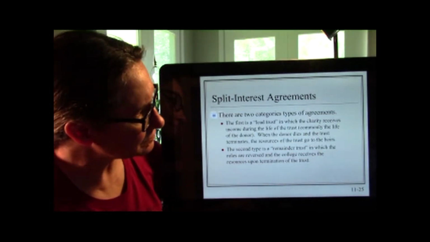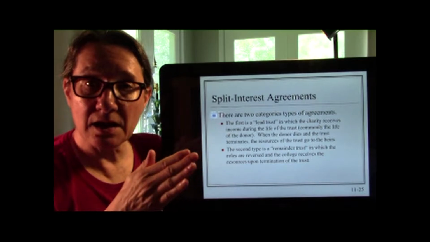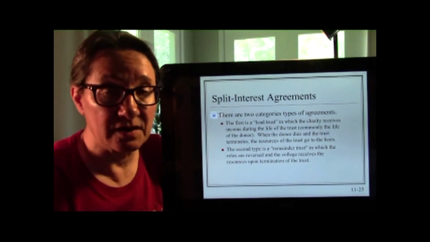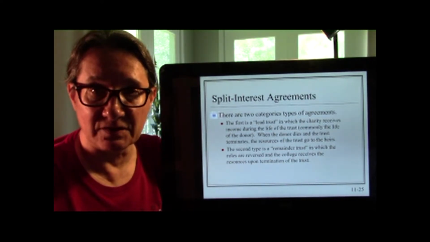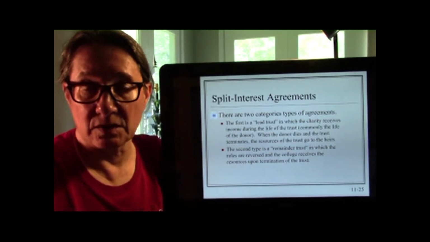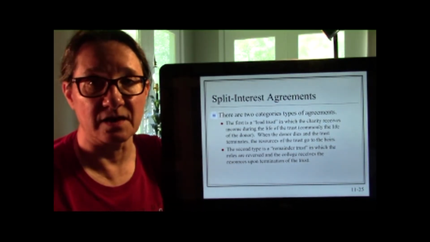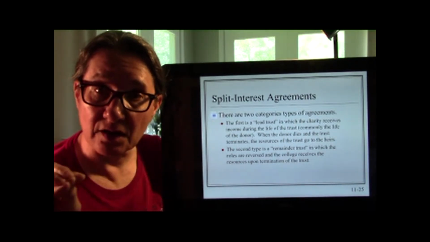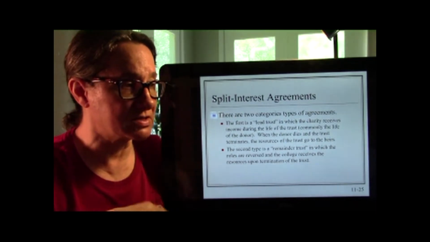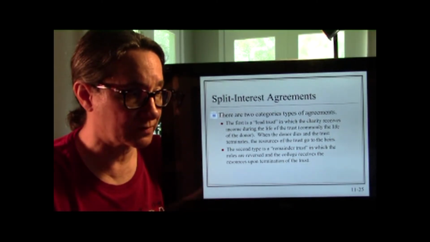So split interests means somebody has made a donation to the university, and also somebody else has an interest in whatever it is that's being donated. You can imagine they've donated their estate, their house, or something that has a cash flow, a permanent fund, and half goes to the university and half goes to the Humane Society. So they've donated something, and somebody else also gets some of the benefits of it. There are 2 categories. First is a lead trust, and the second is a remainder trust.